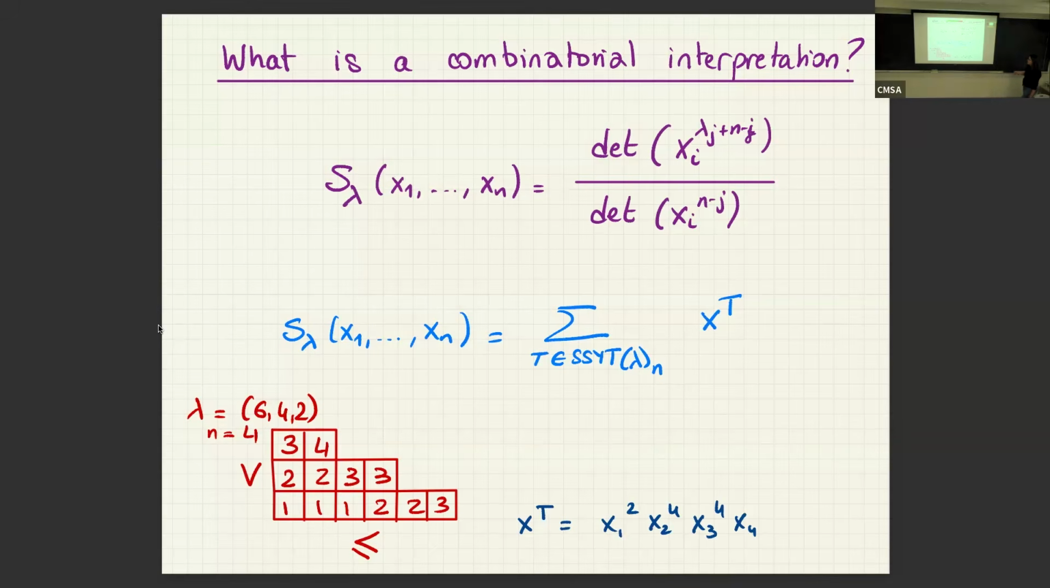And this monomial, actually, I wrote it wrong. So x1 to the number of 1s. So I should have x1 cubed here. x2 to the number of 2s, x3 to the number of 3s, and x4 to the number of 4s. Okay, so that's what I mean by combinatorial interpretation.